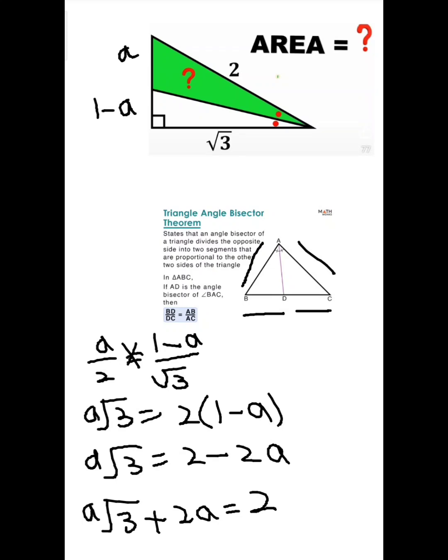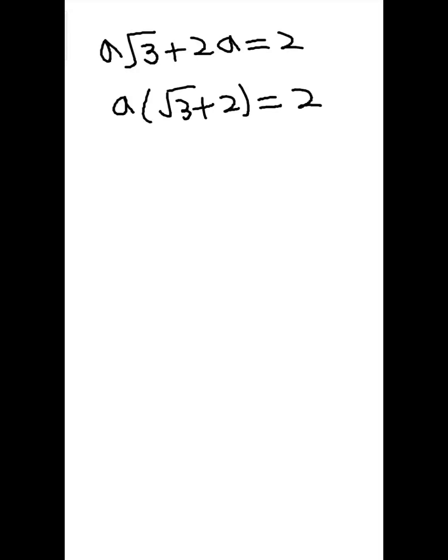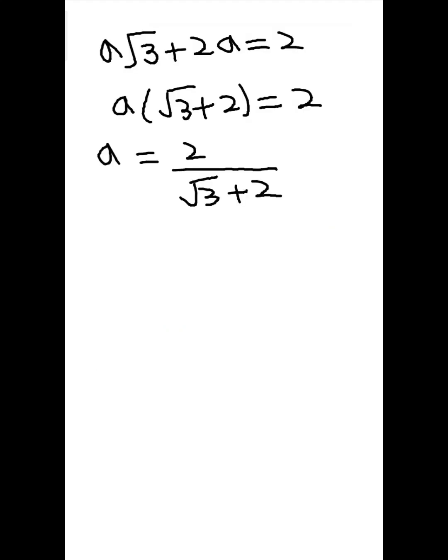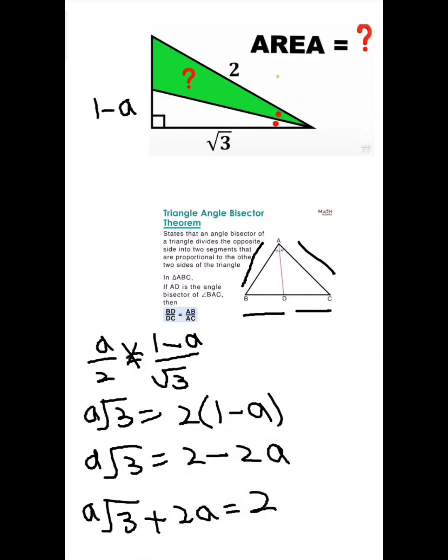Let's turn to the next page. So A times square root 3 plus 2A is equal to 2. A is common, and the remaining stuff is square root 3 plus 2. Now isolating A to find its value, A will be 2 over square root 3 plus 2. So now we have found the unknown value, which is 2 over square root 3 plus 2.